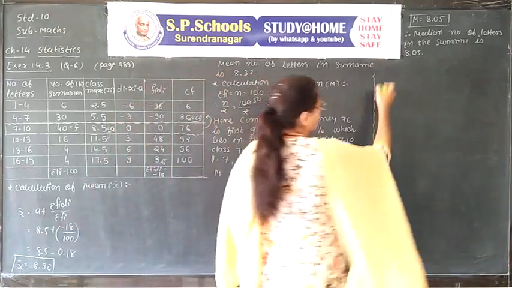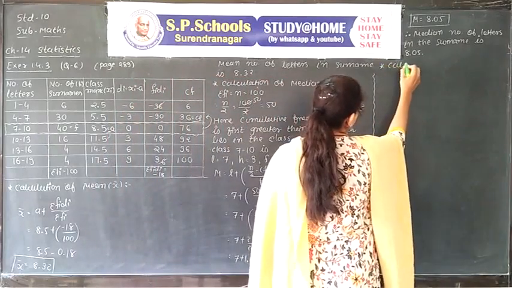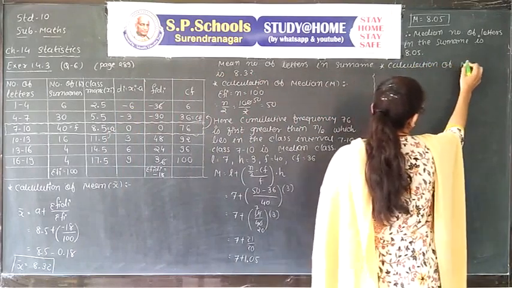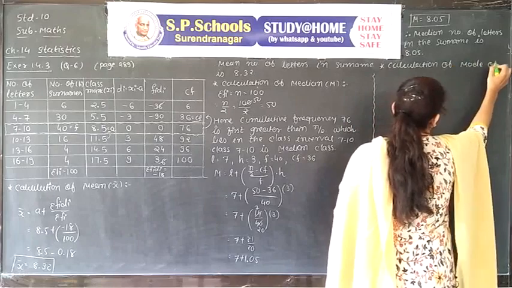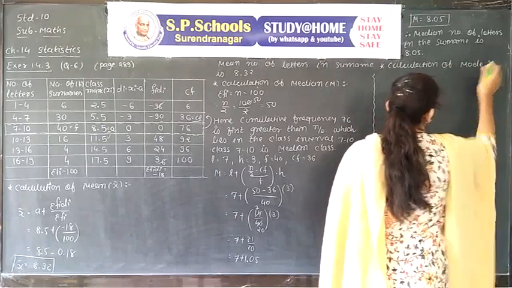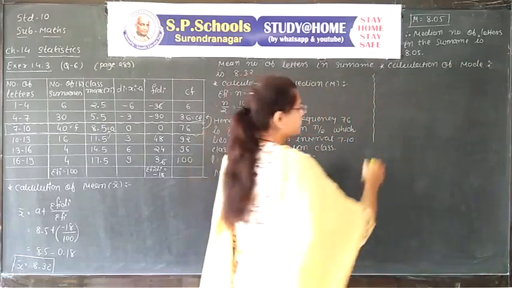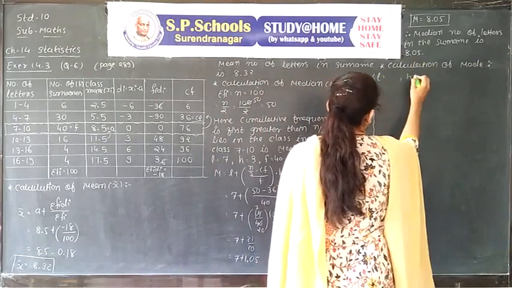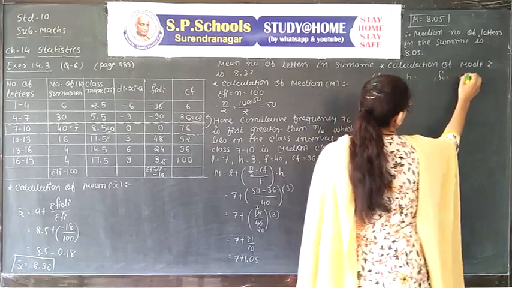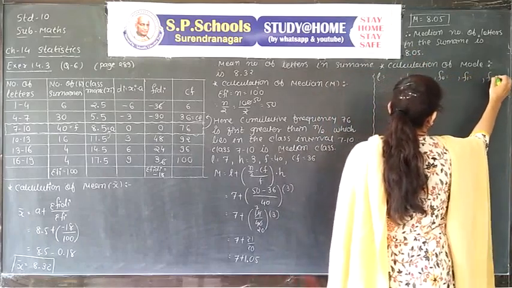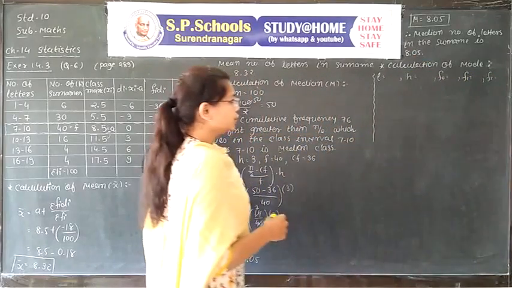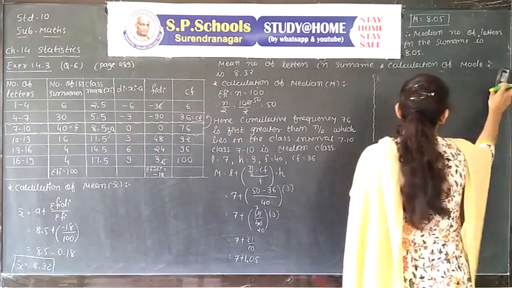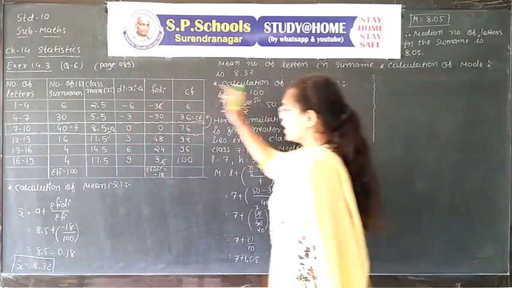Now we calculate the mode for the data. Calculation of mode. For mode, we require 5 terms: L, H, F0, F1 and F2.